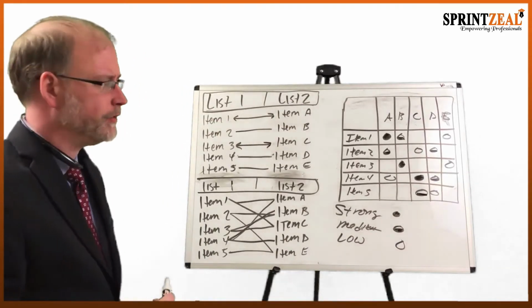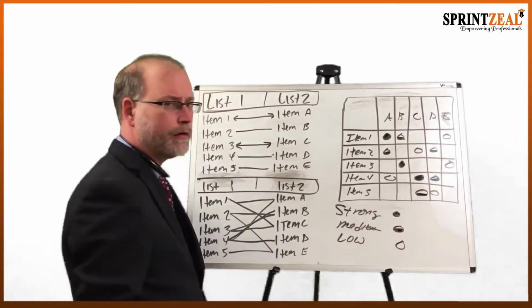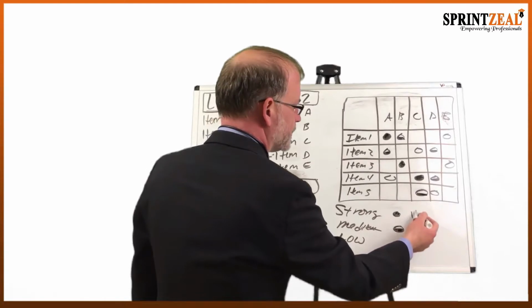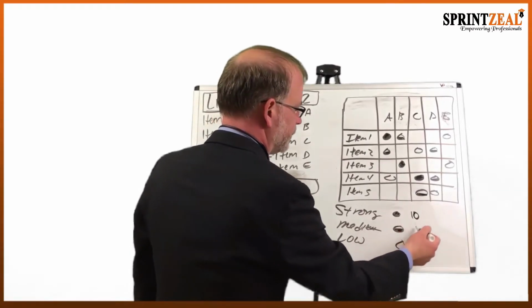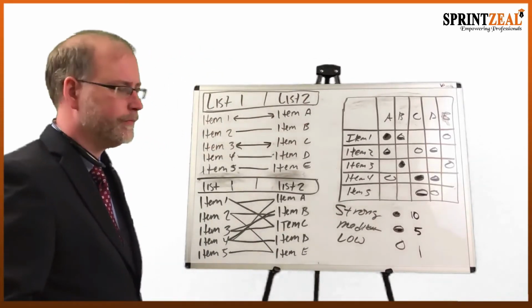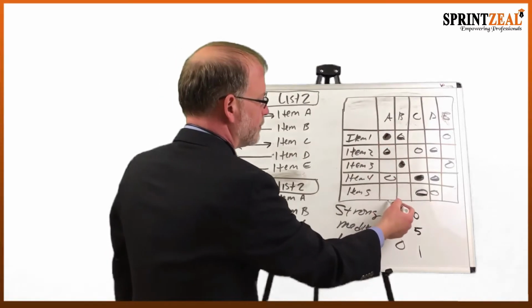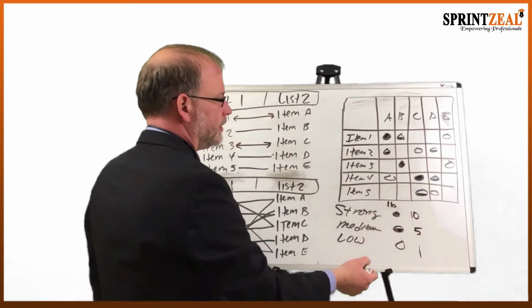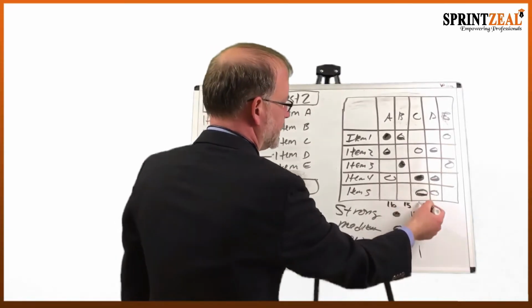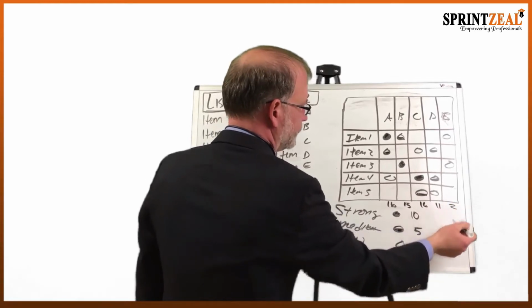Okay, that's awesome. That's cool. We got that. Well, now we have to find some sort of numerical expression for this. So I'm going to say that a strong relationship is worth 10, a medium relationship is worth 5, and a low relationship is worth 1. And then I just add them. So I have 10, I have 5, I have 1, so this one is 16. I have 10 and I have 5, so this one is 15. I have 16 here. I have 11 here, and I have 2 there.